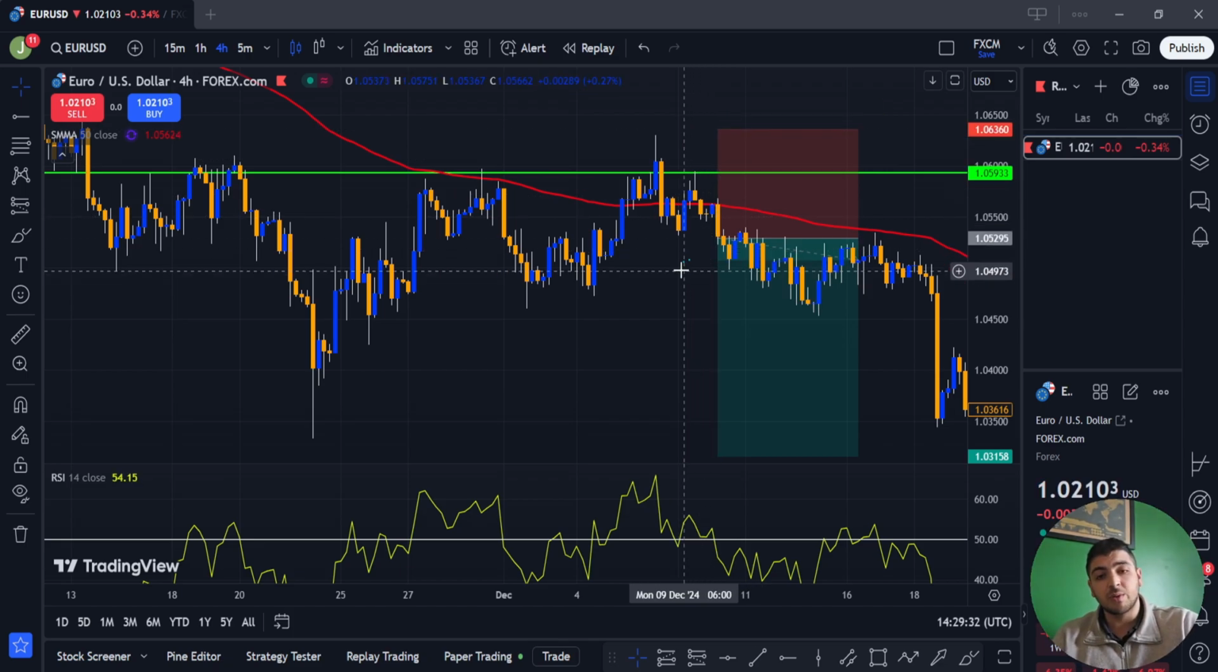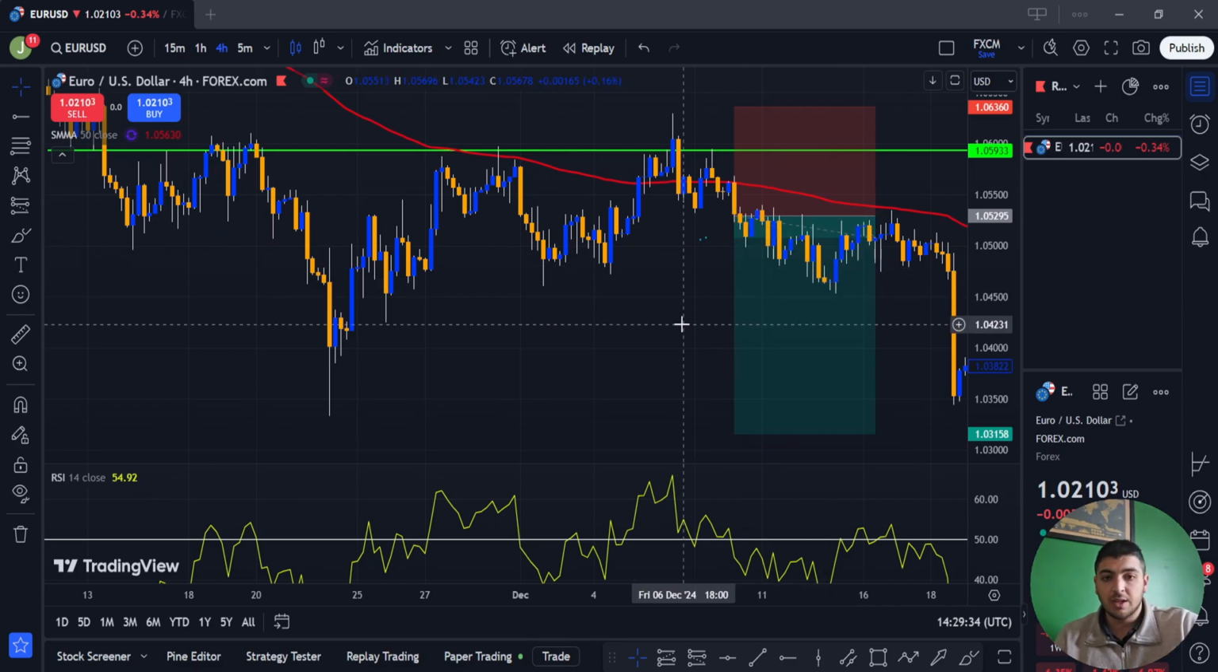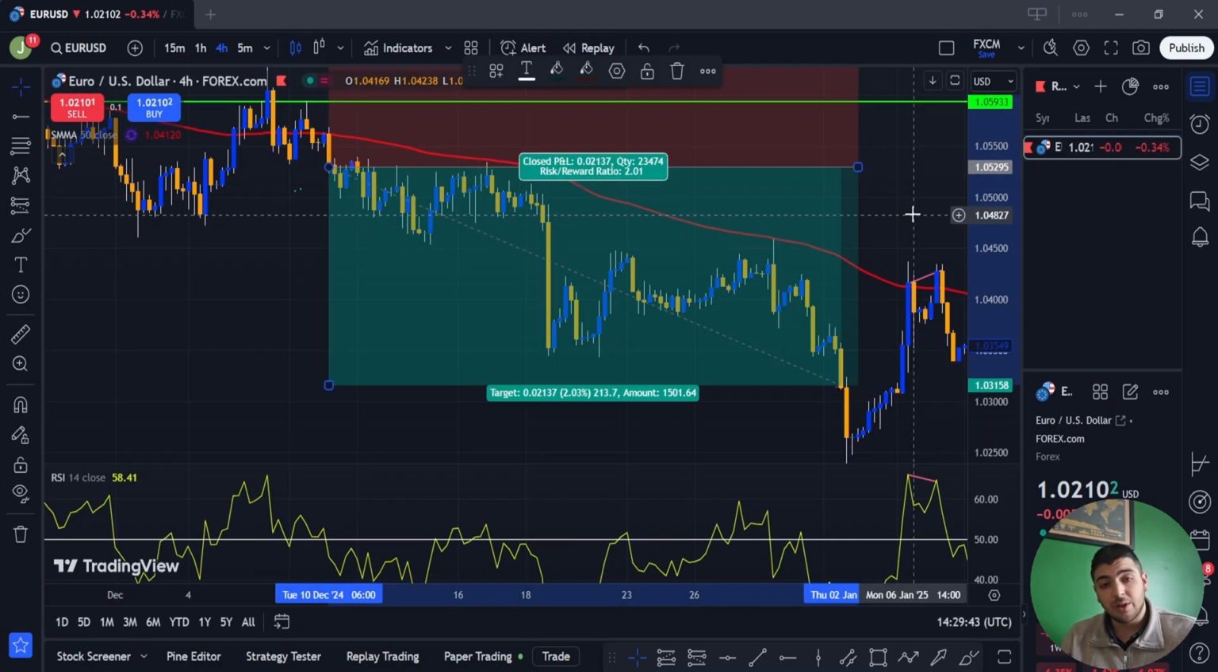And my take profit was going to be 1 to 2 once again. Let's see if this trade worked out. And there we go. After a while, this trade worked out beautifully. Let's move on to the third chart pattern.